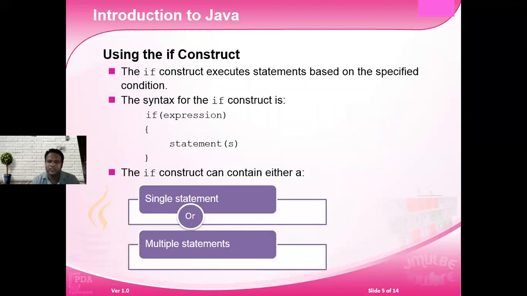First is simple if. The if construct executes the statement based upon the specified condition. So you have to give a condition in the if block. If your condition is true, then the statement within the if block is executed. The if construct can contain either a single statement or multiple statements.